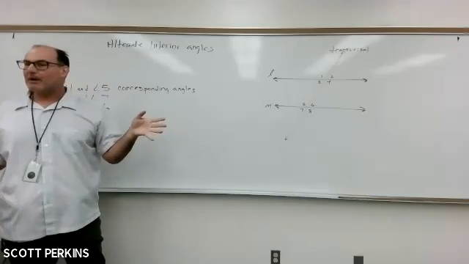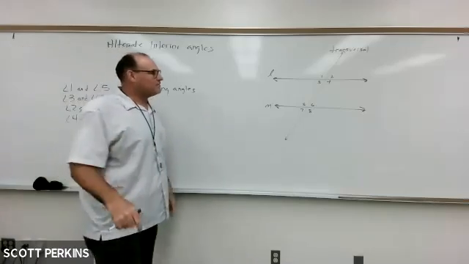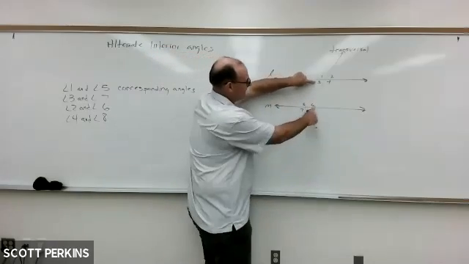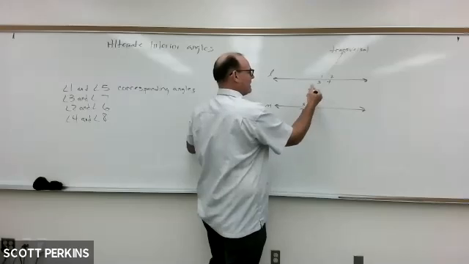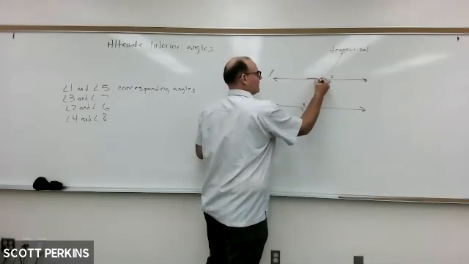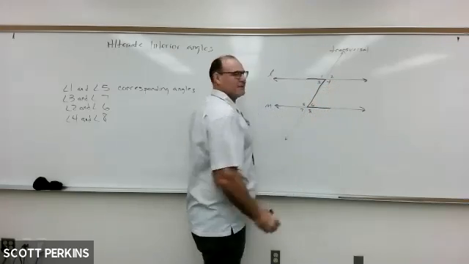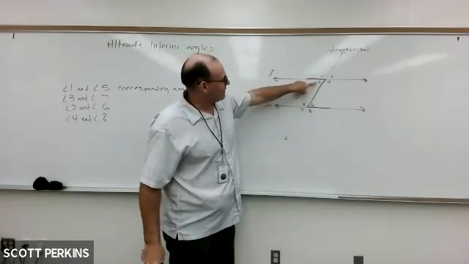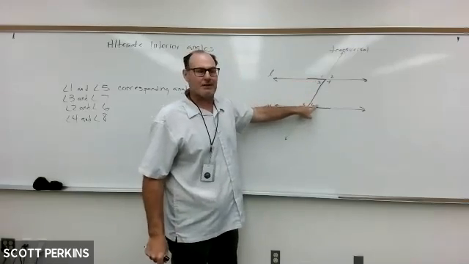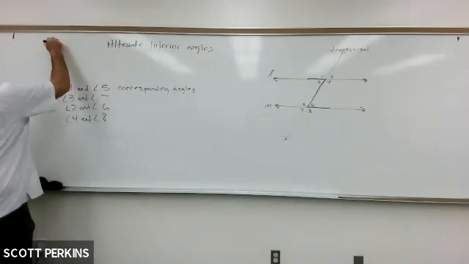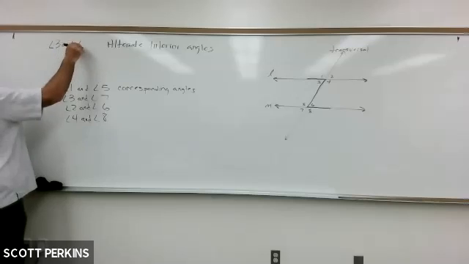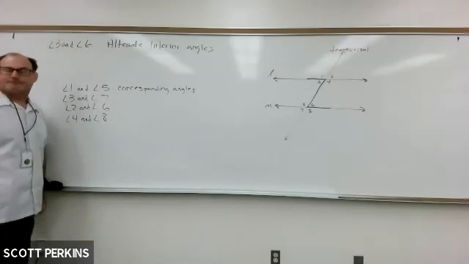So I'm going to give you one pair of alternate interior angles, and you're going to give me the other. So 3 and 6 are alternate interior angles. They make like a Z. Alternate interior angles make like a little Z. So I've got 3 and 6 are alternate interior angles. So angle 3 and angle 6. Alternate interior angles are equal.